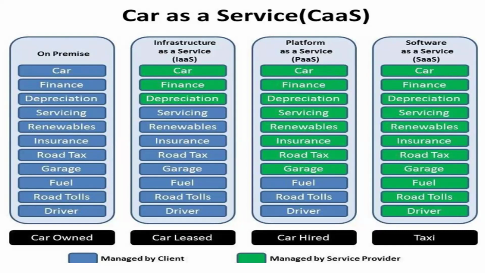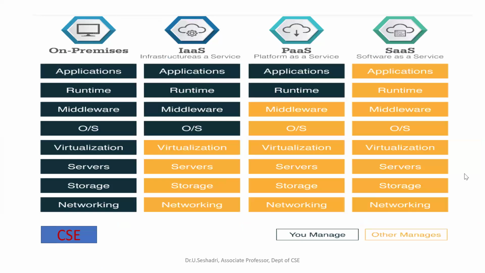That is a car to go to a particular destination. You are using the car. That is, we can book it using Ola or Uber. Then we are using that car service. Everything will be taken care of by the service provider: finance and depreciation, servicing, insurance, road tax, garage, fuel, driver. Everything will be taken care of in the software as a service. Here I can relate this in cloud computing: networking, storage, servers, virtualization, operating system, middleware, runtime, and the application. Everything will be taken care of by the cloud service provider.